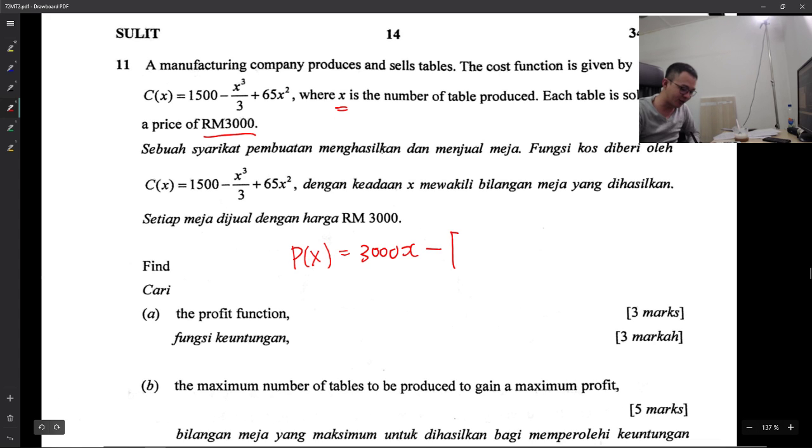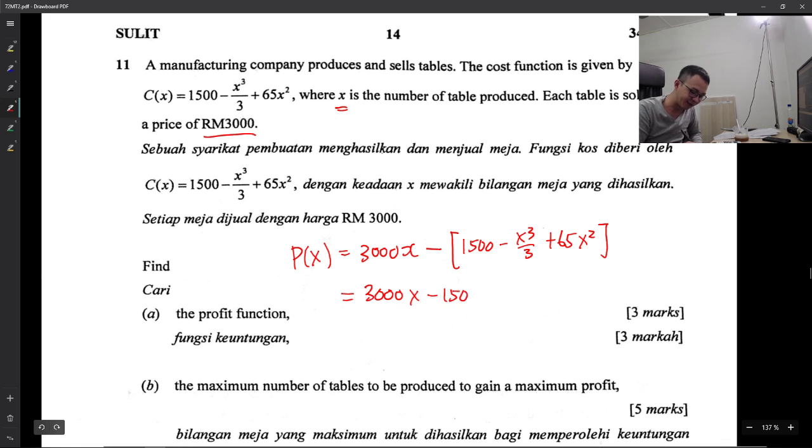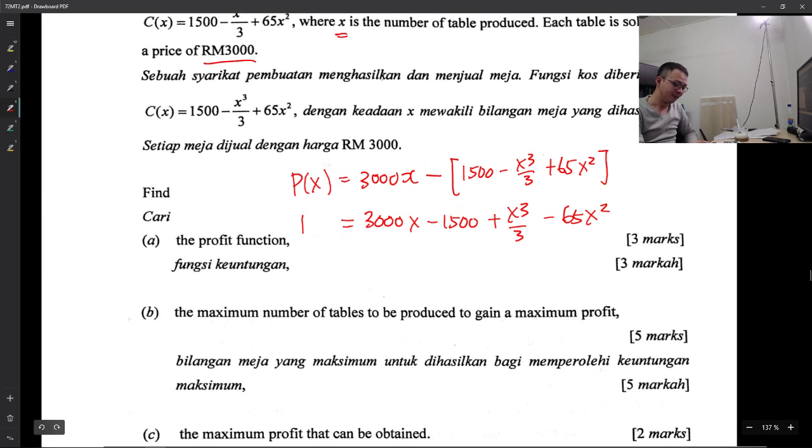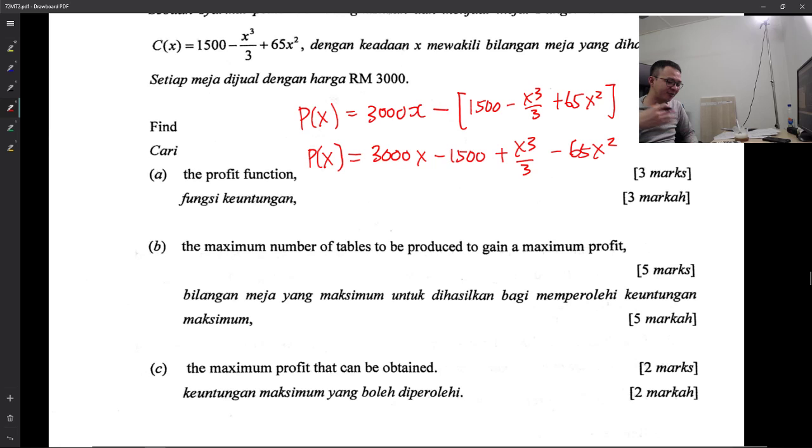My cost, I will insert the whole C(x) equation here, plus 65x squared. So therefore this should be 3,000x minus 1,500 plus x cubed over 3 minus 65x squared. Alright, so this is my equation for the profit function. Basically, I just use the revenue minus my costing. Then the maximum number of tables to be produced to get the maximum profit.